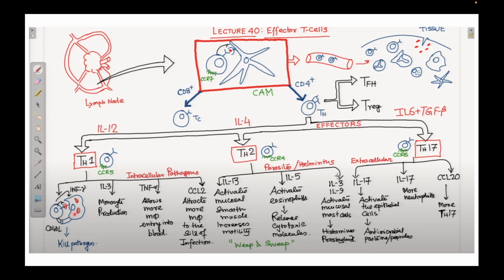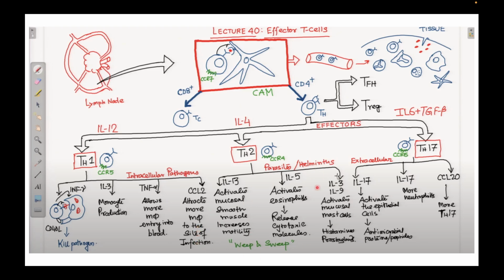Apart from clearing the internalized pathogens from the macrophages, it also helps in monocyte production under the effect of IL-3. Under the effect of TNF alpha, it allows more macrophage entry into the blood. Under the action of CCL2, it attracts more macrophages to the site of infection.